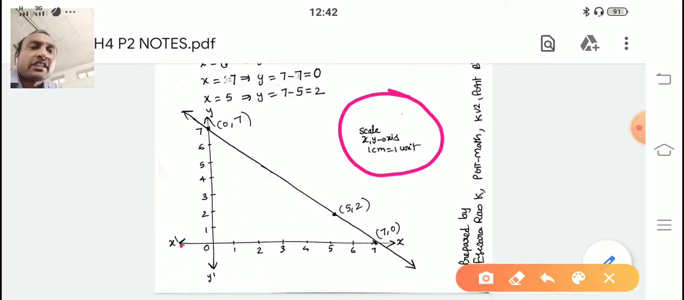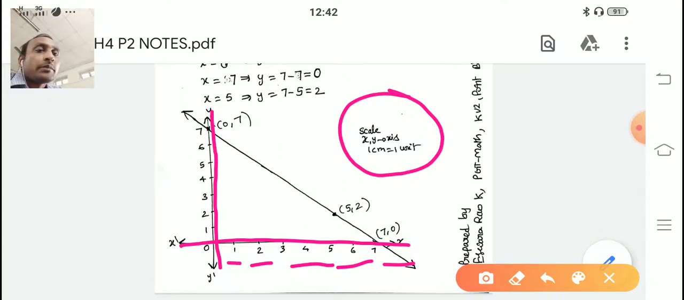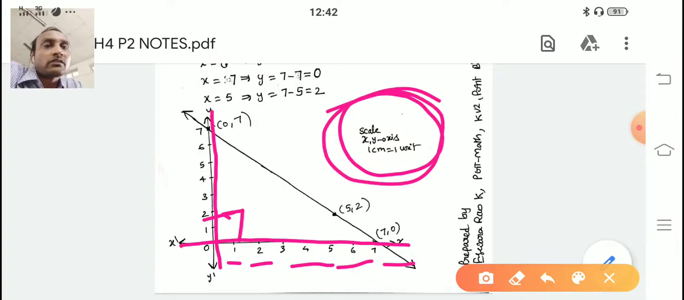For drawing this, you will have to take the scale on the x and y axes as 1 centimeter equal to 1 unit. Draw the x and y axes perfectly, with 1 centimeter distance between every unit, and a 90 degree angle between the axes. Follow the scale for all the graphs: 1 centimeter is equal to 1 unit in the examples I explained.